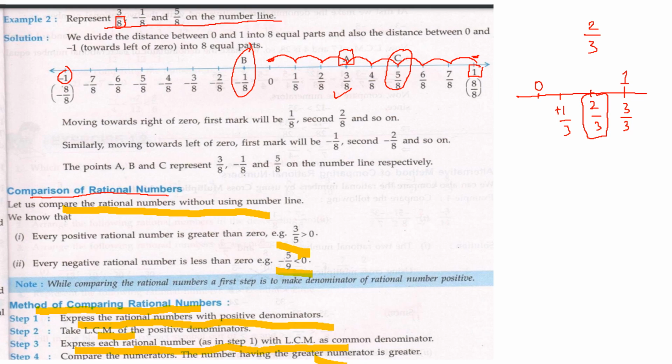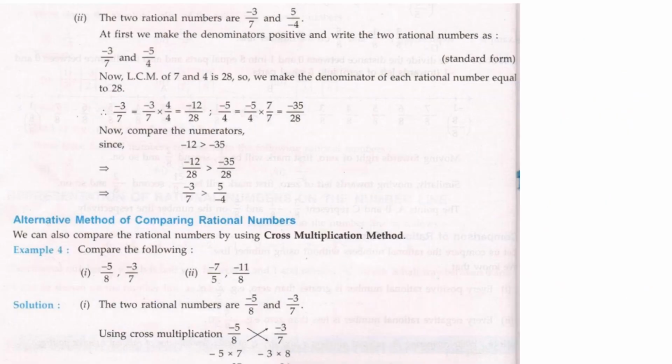So the first step: if two rational numbers are given as 2 by minus 5, which you have to compare with 3 by 5, your first step will be to change this. Here the denominator has a negative sign, so you have to change it to positive. To change the denominator to positive, we multiply by minus 1 up and down, so that the new rational number is minus 2 by 5. Clear?